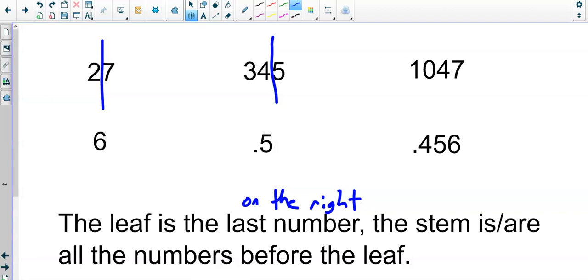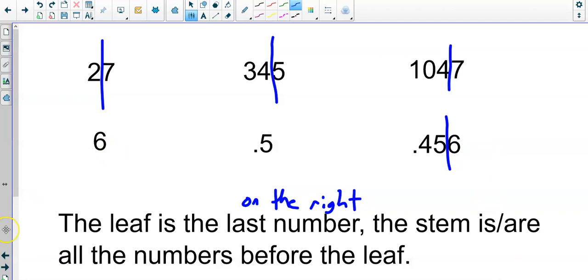Okay. The rightmost number is 7. Cut it. So that means 104 is the stem. The leaf is 7. I'll get to these two over here in just a moment, but let's talk about this decimal one right here. Again, our rightmost number is 6. Cut it. The 0.45 is a stem, and it's okay to have decimals as stems. That's A-okay. So this 0.45 is your stem. The 6 is the leaf.